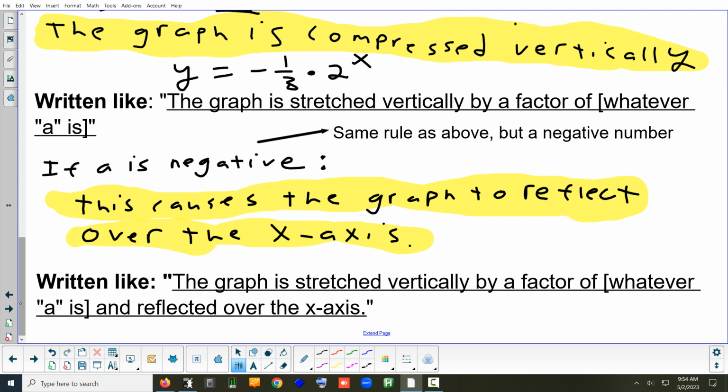Okay, so it says the graph is stretched vertically by a factor of, just tell me the number that's right there. And then, because it was a negative, add that sentence at the end that says reflect over the x-axis.